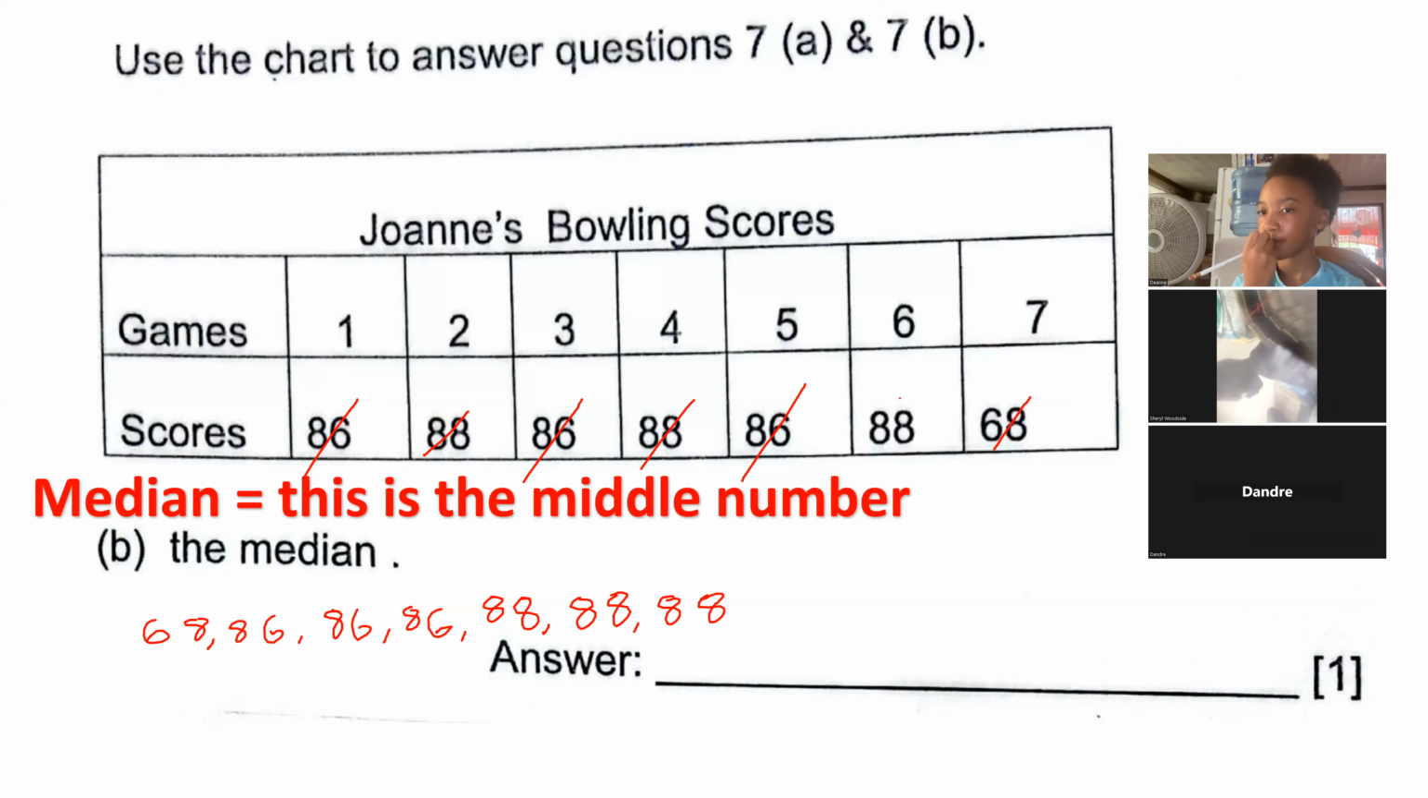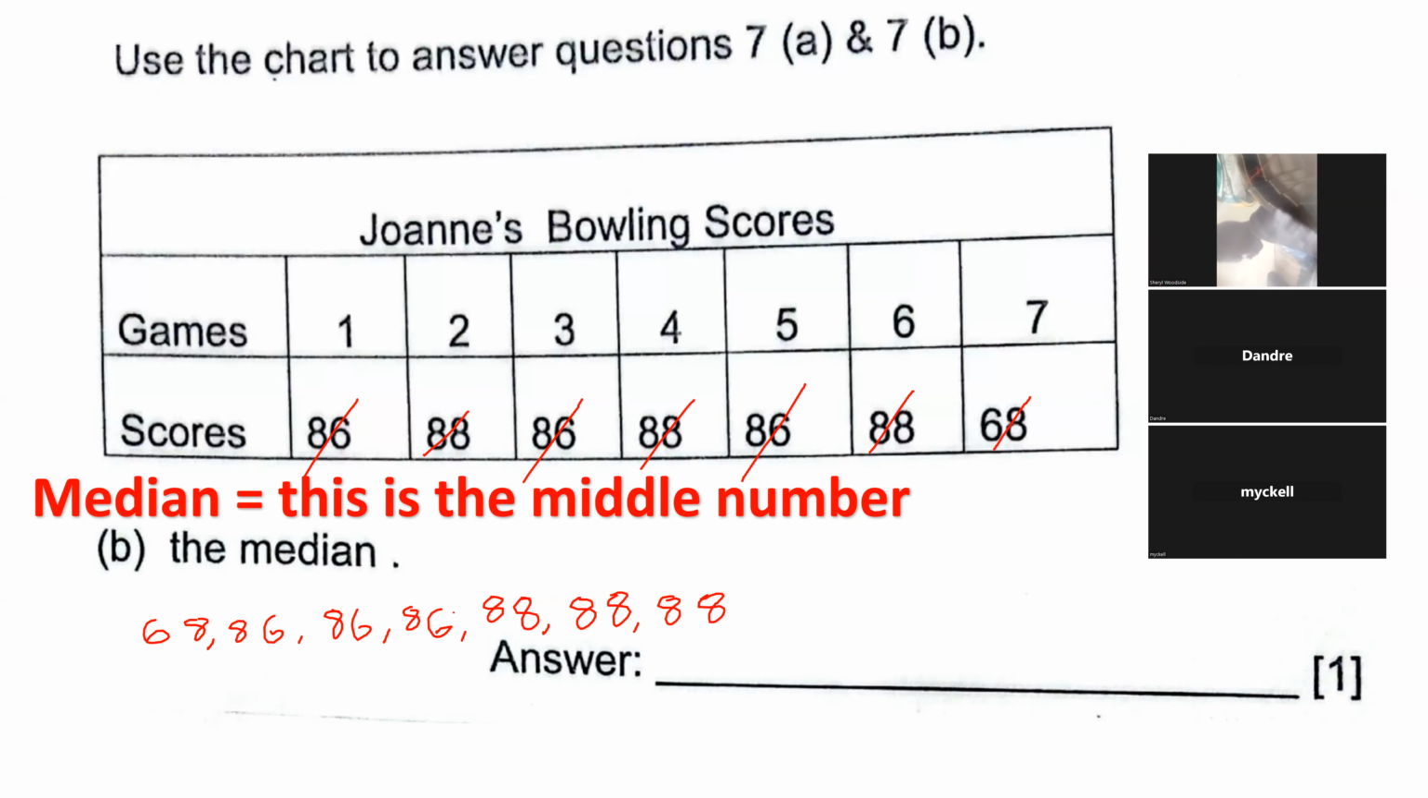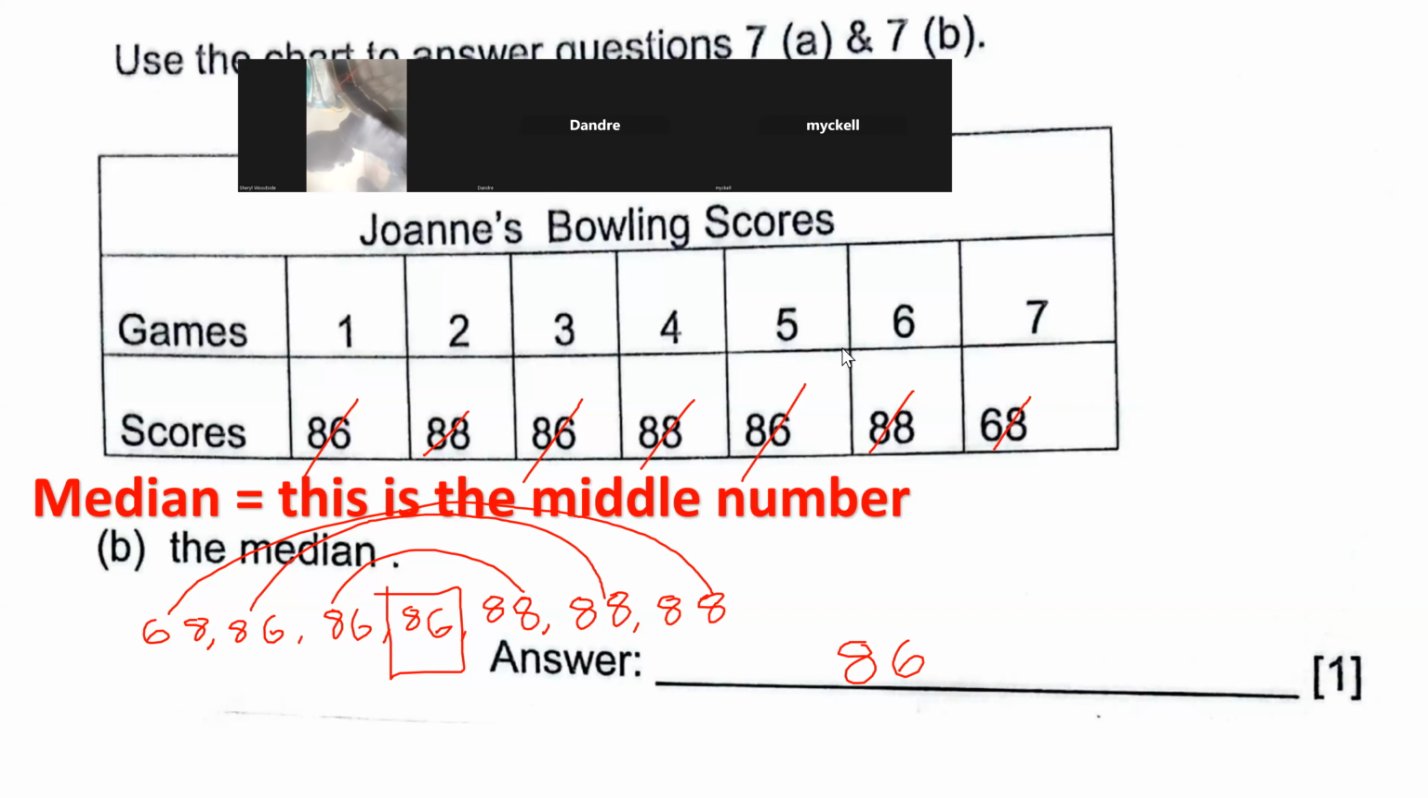So is that all numbers that we have? 7. Yes, sir. All right, good. So let's connect 68 and 88. And we have 86 and 88. Then we have 86 and 88. So if we made the connection, what is the middle number? 86. 86, very good. 86 is the middle number. So the median is the middle number.